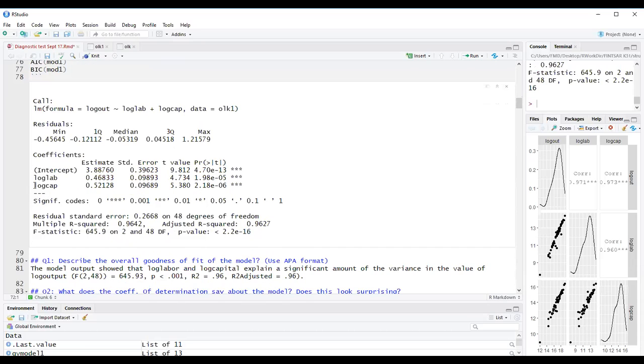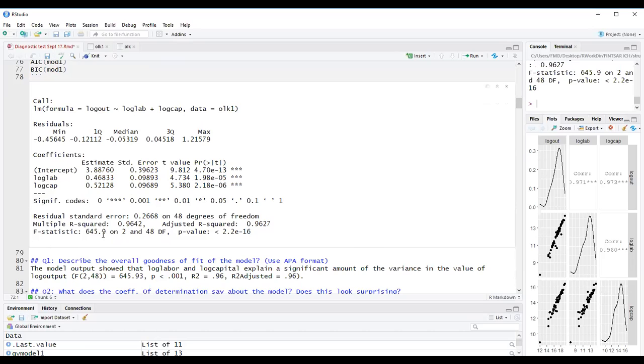We see, guys, that you have the coefficients: intercept, log labor, log capital. They're all statistically significant at 0.001. Very high yung significance nila. Okay. Residual standard error 0.268, and then multiple R squared 96%, adjusted R squared 96%. Okay, overall goodness of fit, guys.